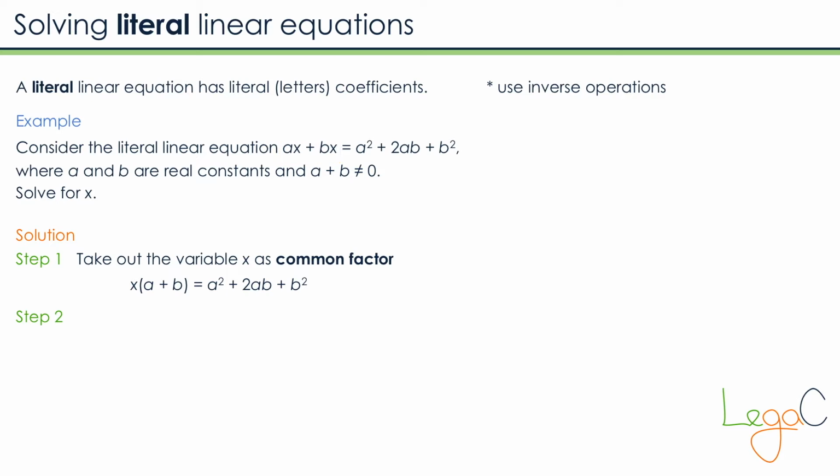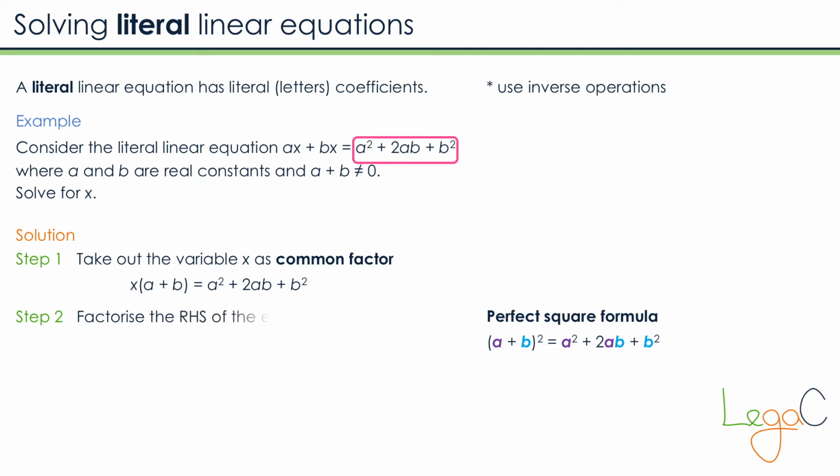Now, if we look at the right-hand side of the equation, that expression looks familiar. Recall the perfect square formula, which is (a plus b) all squared equals a squared plus 2ab plus b squared. So we can factorize the right-hand side of the equation, which becomes (a plus b) all squared.